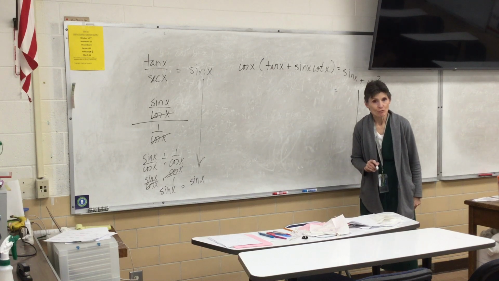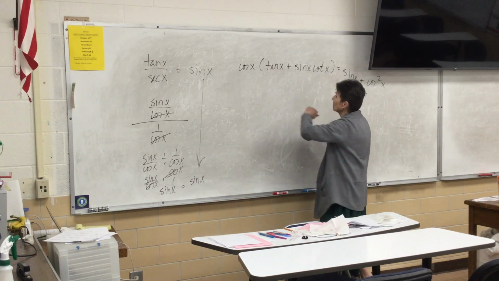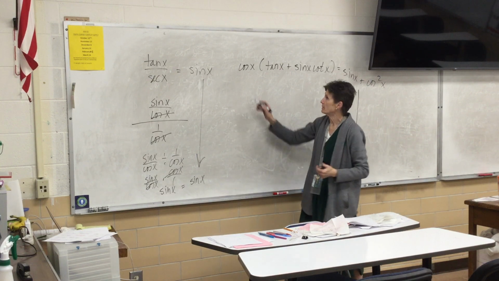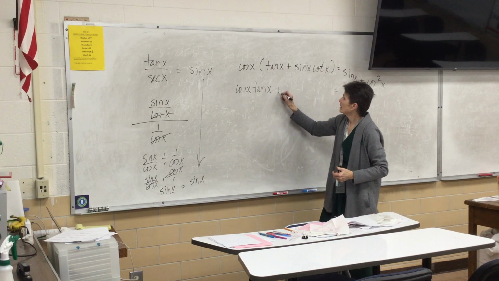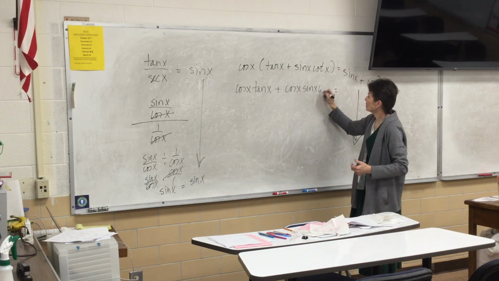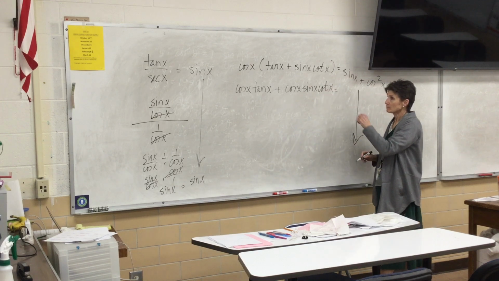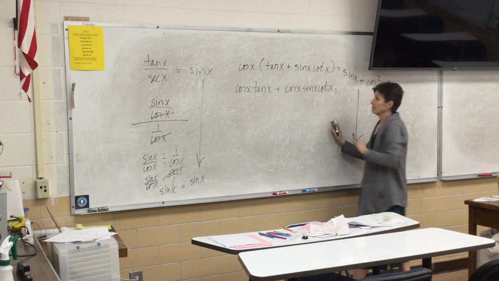So how about if we distribute first? Does it sort of make sense to you, seeing a cosine outside this parentheses, that maybe distributing would be good? So we'll have cosine times tangent plus cosine times sine times cotangent. So all I did, cosine times this, cosine times that.